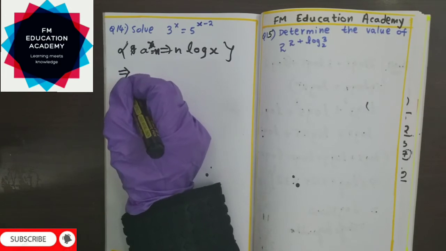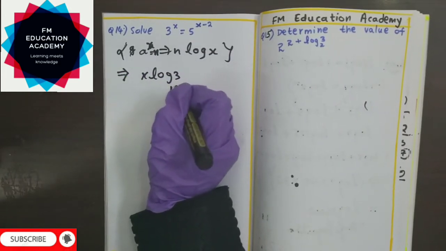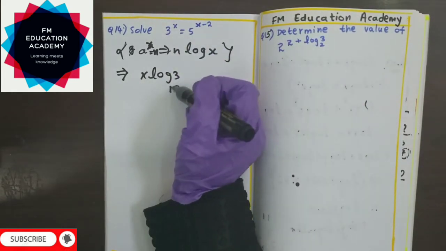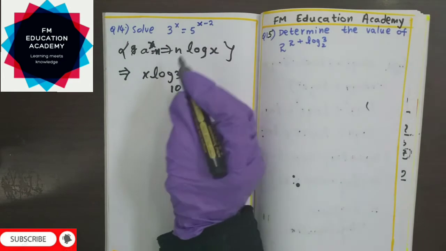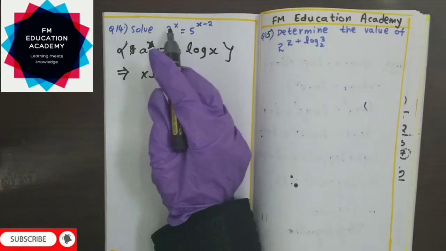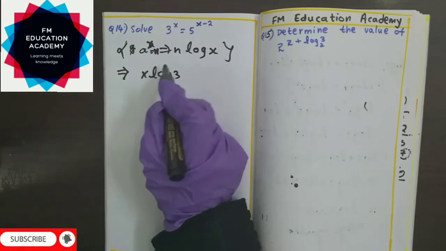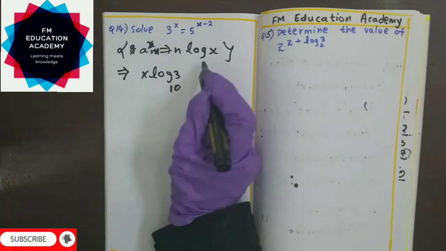So 3 power x can be written as x log 3 to the base 10. Okay, we will apply base 10 here. Since we have exponents, whenever we convert exponents into logarithmic form, it is good if we convert it with base 10. So I am writing a power x is of the form n, a power x is equal to n, then it is n log x.